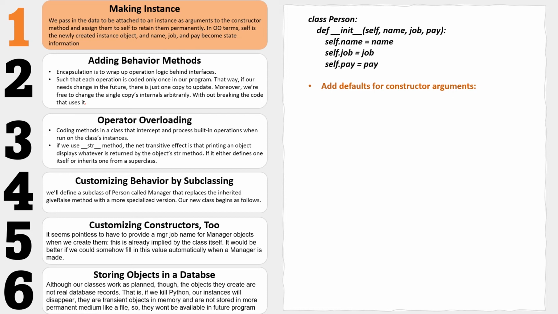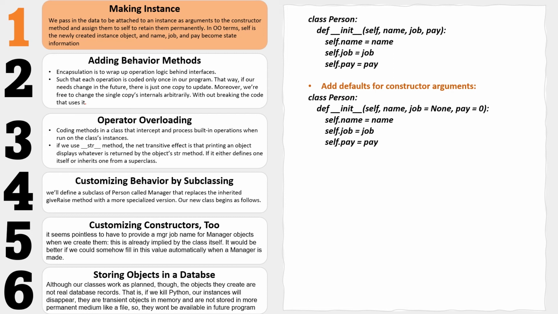To demonstrate that, let's make the job argument optional. Because all people may not work, that's why we'll set the job argument to the default. So it will default to None. You see here, the job argument is defaulted to None, and pay is also 0. That's fine.